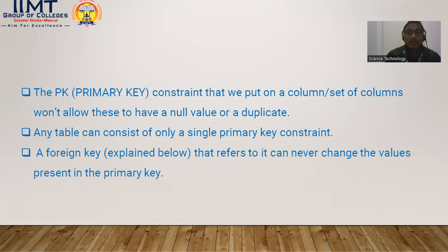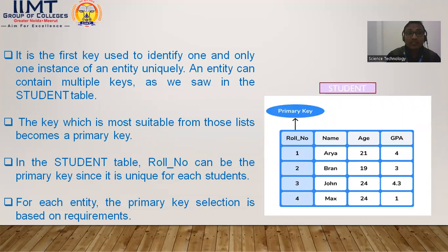Okay. It is the first key. Primary key is the first key used to identify one and only one instance of an entity uniquely. An entity can contain multiple keys. Entity. What is entity? Entity is a real world object which has some properties. What is the property? Property is the attribute, column. On the basis of property, an entity is recognized. How to recognize entity? On the basis of property. Whenever some object has properties, then we can say it's an entity.